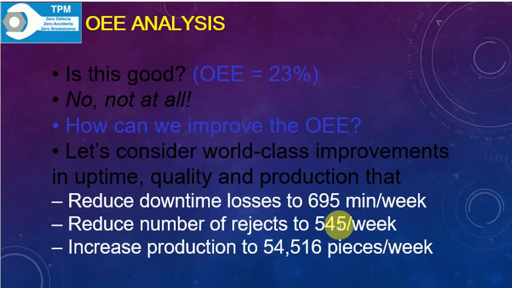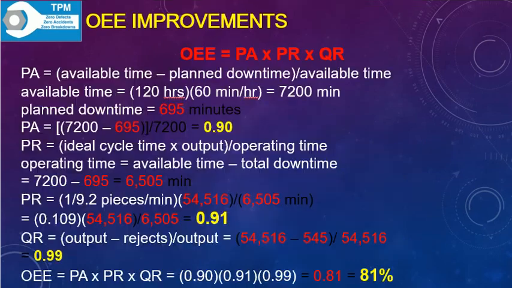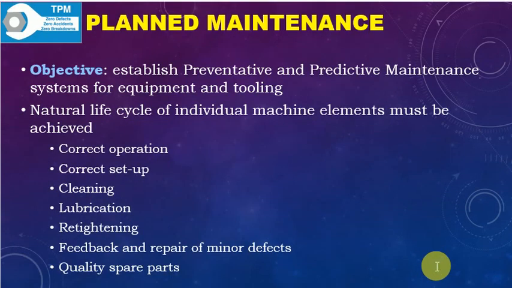So it is a very important point. We can reduce the downtime losses, increase the production rate, and reduce the rejections. By working on only three factors, we can change this 23% to 81%. This is a short example for the overall equipment effectiveness. Okay, thank you.